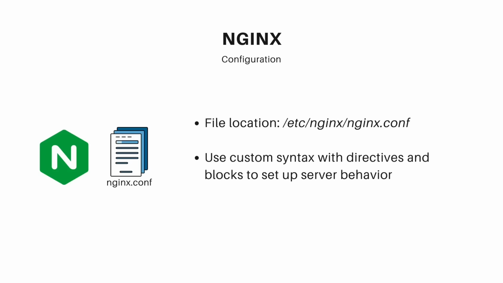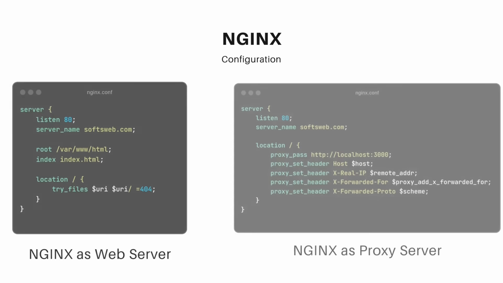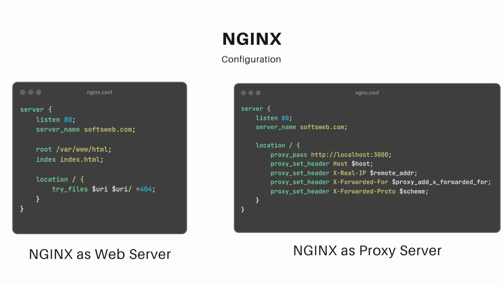That's where the NGINX configuration file comes in. The usual location is in the etc NGINX directory. The NGINX file uses a custom syntax comprising directives and blocks that set up the server's behavior. In that file, you define whether you want a web server or a proxy server simply by configuring whether it should forward traffic or handle it directly. You can also configure which port you want NGINX to listen on.